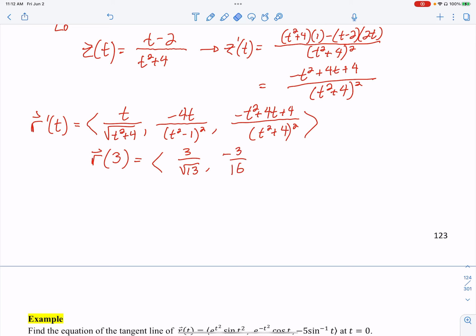And then the last thing, we've got to plug a 3 into all that business. Okay, I got negative 3 squared. Be careful with that negative. Plus 4 times 3 plus 4 over 3 squared is 9, plus 4 is 13 squared, which is 169. Okay, so I got negative 9 plus 12 plus 4. So negative 9 plus 16, 7 over 169.